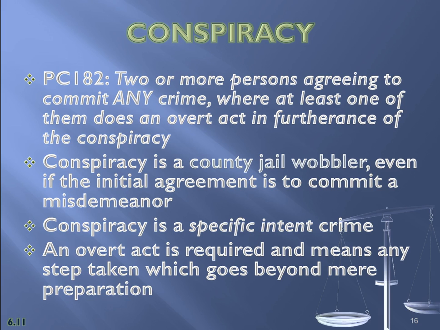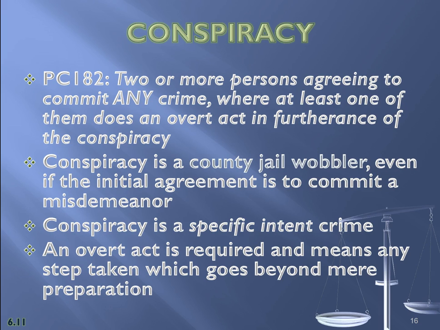So finally, let's finish up with conspiracy, because we want to stay within our 60-minute guideline if we can. So conspiracy is Penal Code Section 182. It may be defined as two or more persons agreeing to commit any crime where at least one of them does an overt act in furtherance of the conspiracy. Now, conspiracy is a county jail wobbler, again, meaning misdemeanor or felony, it just depends, even if the initial agreement is to commit a misdemeanor.